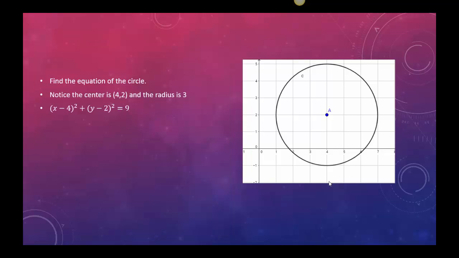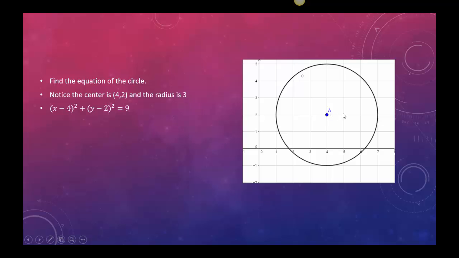All right, so let's look at this one. Again, I want to write the equation of the circle. So I would start by looking at this: it's 4, and it goes up 2. So my center is (4, 2). And then the radius, I want to count how far it takes me to get over to the circle. So if I'm at A, and look, I go 1, 2, 3, there's my radius.